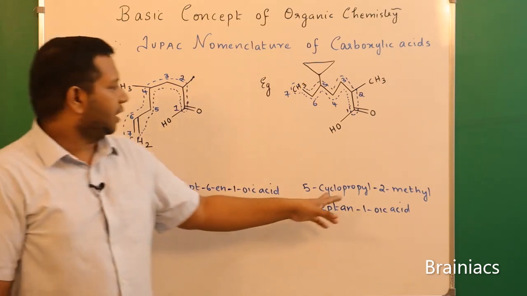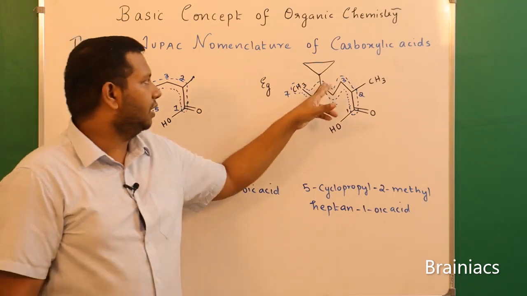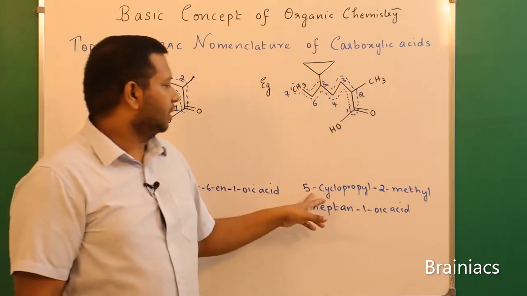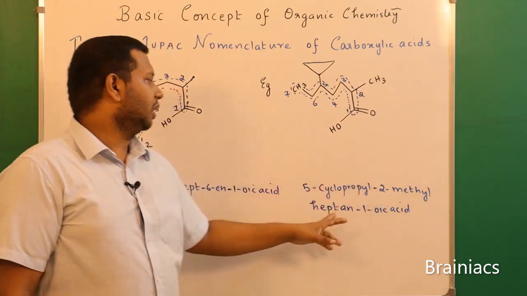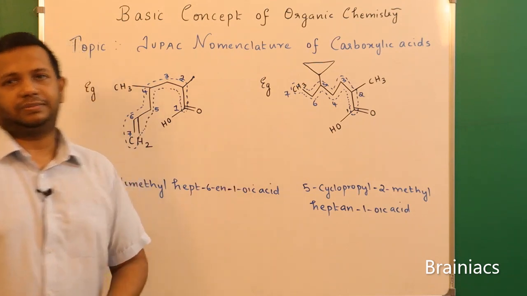Okay, here it is correct, 5 cyclopropyl and 2 methyl. Alphabetically, which substituent will come first? The cyclo compound will come first. So that's why 5 cyclopropyl 2 methyl heptane 1-oic acid. So it's clear, right? Okay.